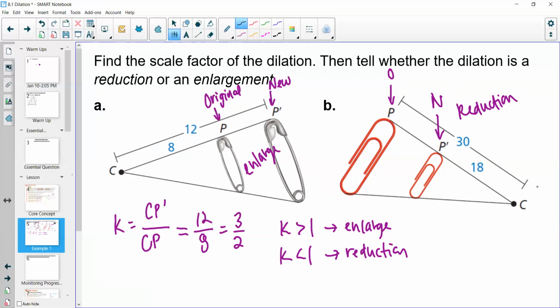Well, we're going to take the distance from our original one to our center point and put that on bottom, and then our new one to our center point and put that on top, and simplify. 18/30, 6 goes into both of them, and we end up getting 3/5. Because 3/5 is less than 1, we had a reduction. So that's kind of how we can look at that to see how that works.